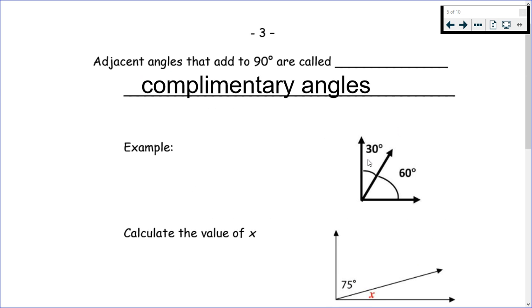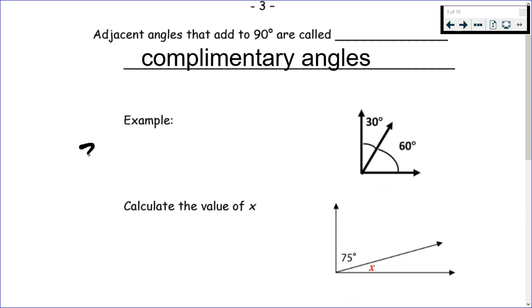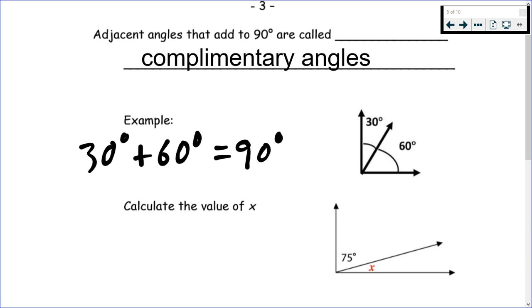Now we see that in our examples here. Example here, we have a 90-degree angle. There's some line coming through it and meeting at that vertex. Whatever angle this is and whatever angle this is will add up to 90 degrees. So just as a quick example, 30 degrees plus 60 degrees equals 90 degrees.